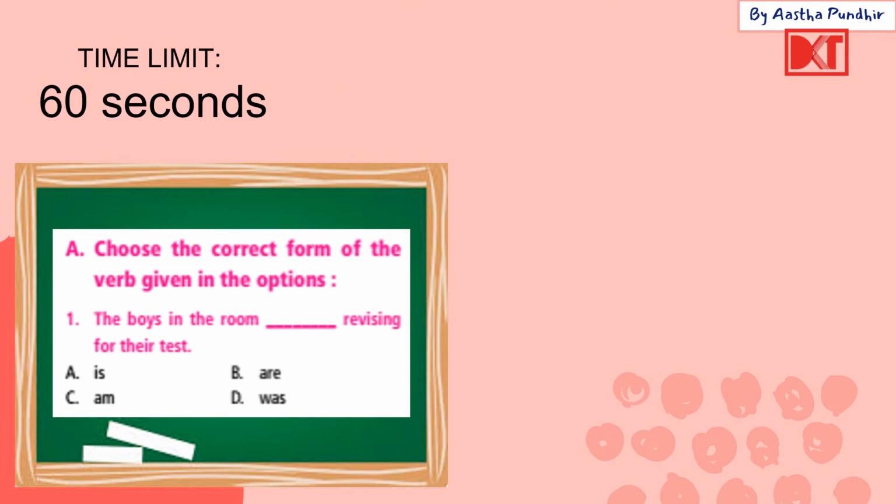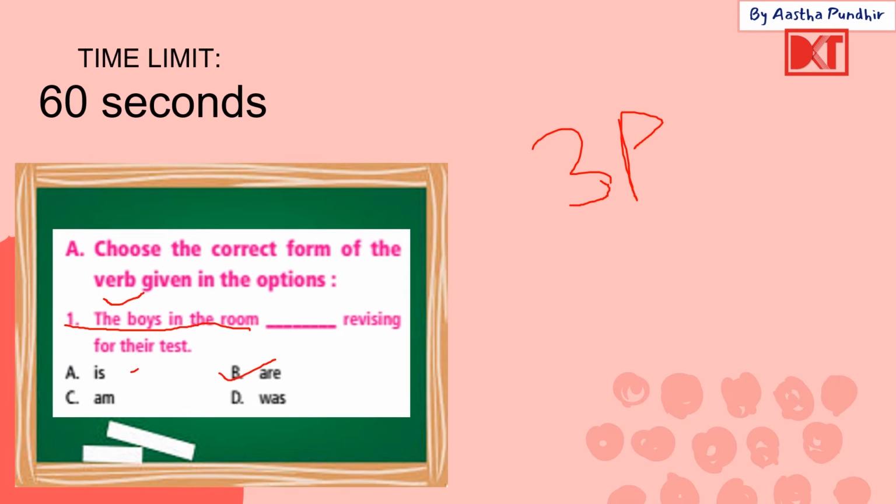Alright, so now we start off with the questions. Here it says, choose the correct form of the verb given in the options. So, let's see. The boys in the room dash revising for their test. Is revising, are revising, am revising, or was revising. Now, first of all, you see the subject. The boys in the room. The boys is what? Third person plural. Okay, and with third person plural, which one suits? B. The boys in the room are revising for their test.